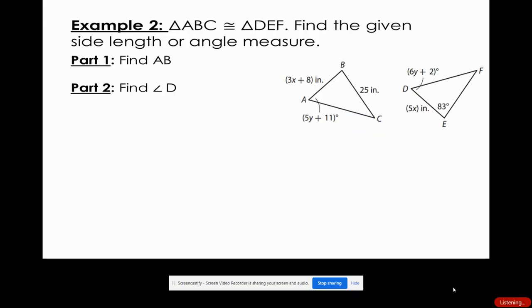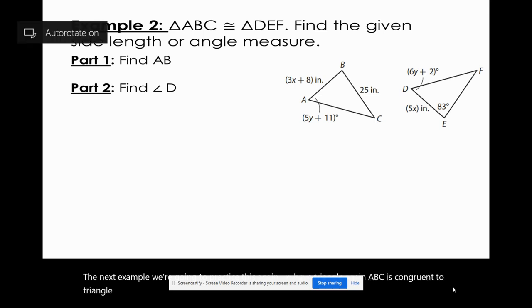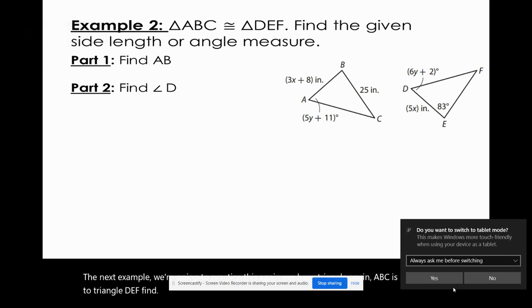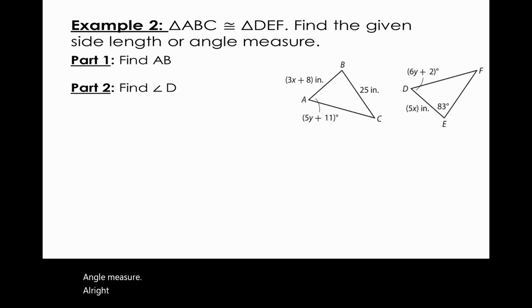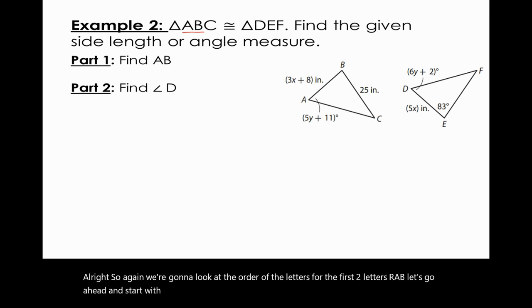Okay, for the next example, we're going to practice this again. We have triangle ABC is congruent to triangle DEF. Find length or angle measure. So again, we're going to look at the order of the letters. The first two letters are AB. Let's go ahead and start with the question this time.